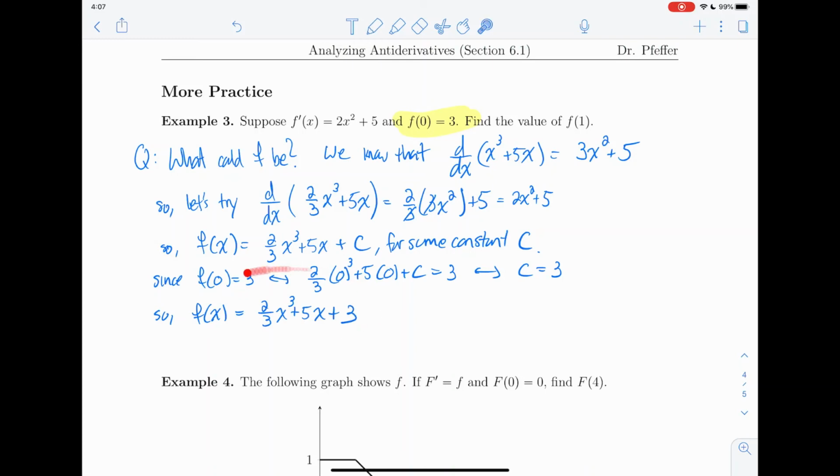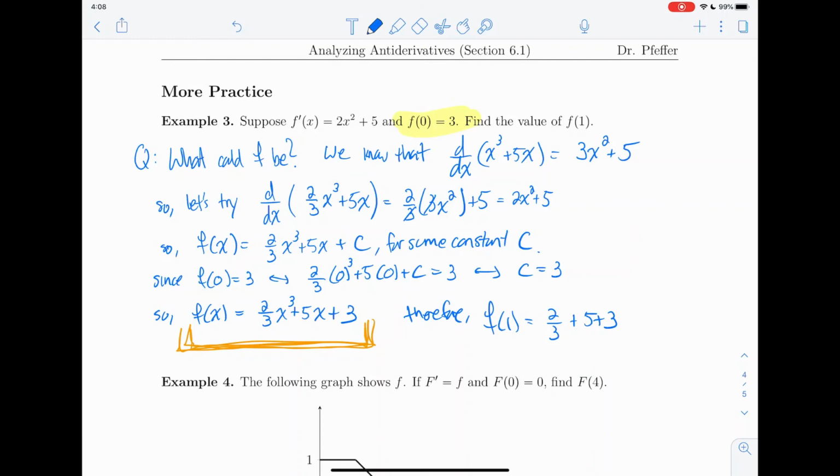That's going to be the big antiderivative here. That's the big deal right there. Because once we have that antiderivative, we can now evaluate it at 1 and solve the day. So we'll say that therefore f of 1 is clearly going to be equal to whatever 2/3 plus 5 plus 3 is. It's some number, but that's going to be the answer.